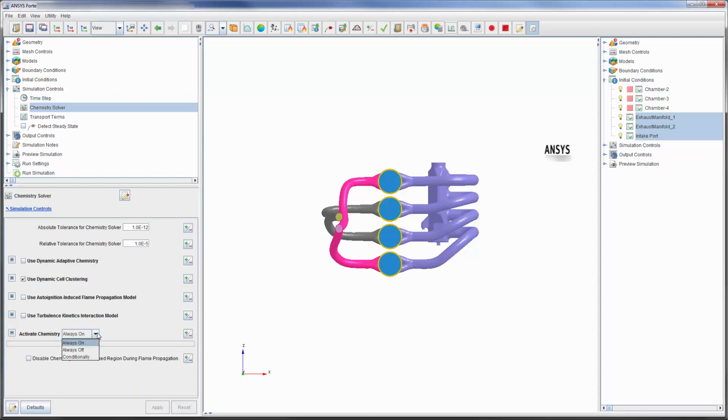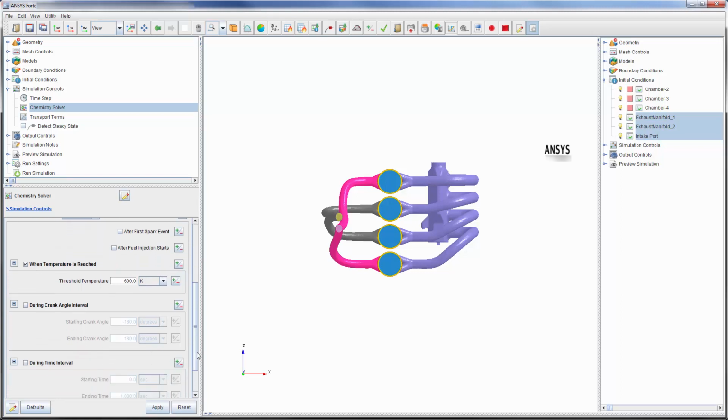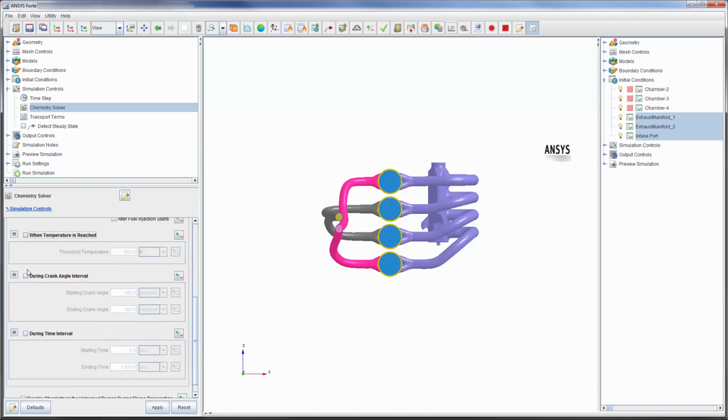The chemistry will only be solved during the following crank angle interval. Note that this crank angle interval is applied to each cylinder using the corresponding local time frame. The simulation is now ready for submission to the solver. This concludes this video series showing you how to set up a multi-cylinder simulation using ANSYS Forte.